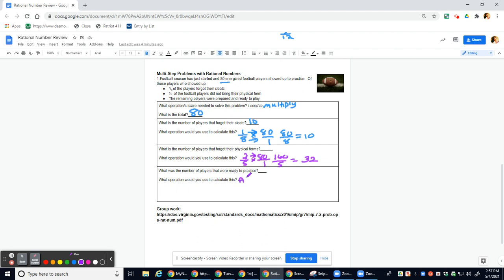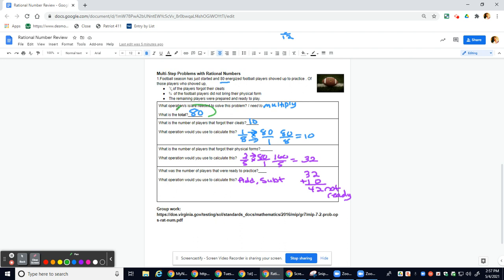Well, I'm going to have to add and I'm going to have to subtract here, because I need to figure out who's not ready. So I know 32 are not ready because they don't have their forms. 10 of them did not bring their cleats. So 42 players are not ready to practice. Very energized, but not ready.